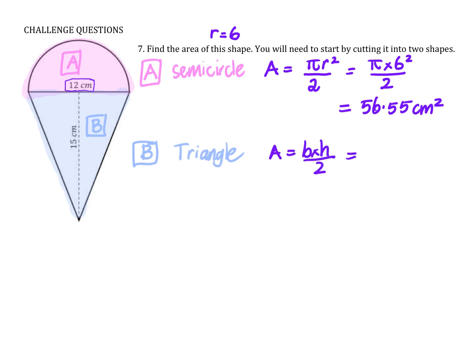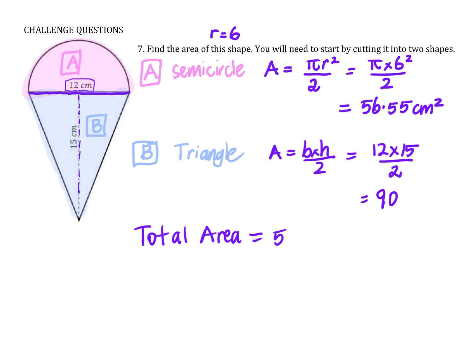What is the base? This distance all the way across there. What's that? It's 12. How high is it? That's this bit down here. 12 times 15 divided by 2. Type that in my calculator. And that gives me 90. Next, I have to find the total area, which is going to equal 56.55 plus 90. Calculate it. 146.55. Now it's an area, so it's centimetres squared. And there's my answer.